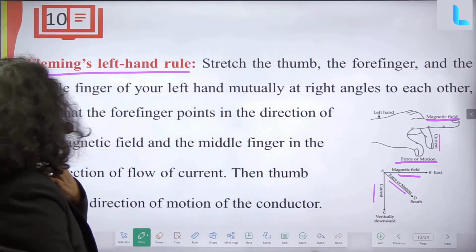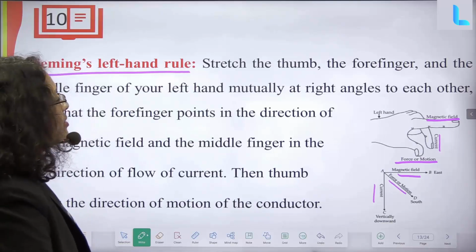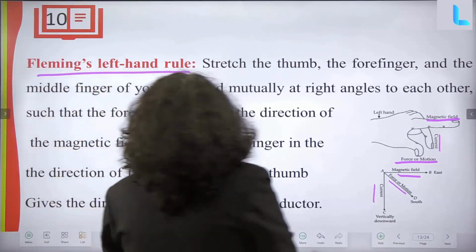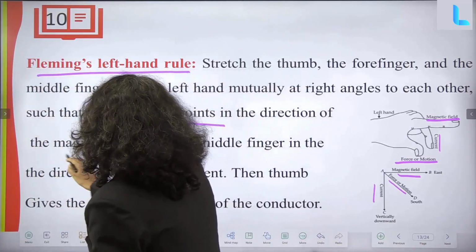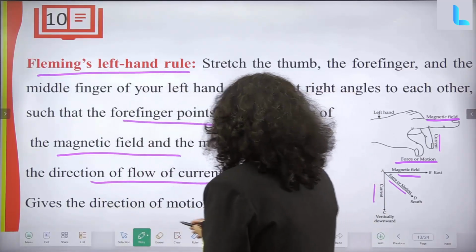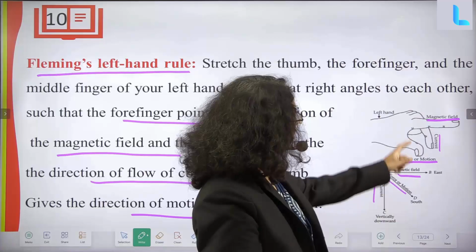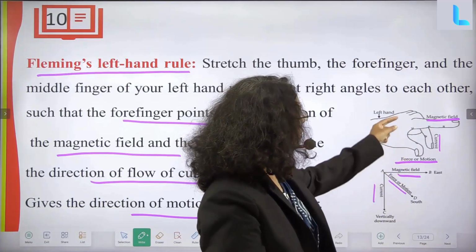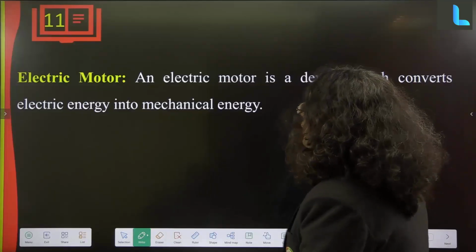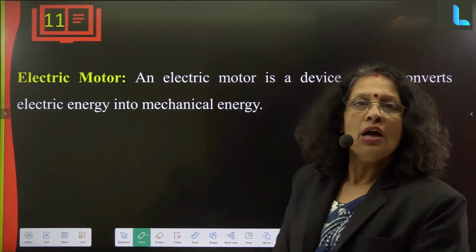Stretch the thumb, forefinger and middle finger of your left hand mutually at right angles to each other such that the forefinger points in the direction of the magnetic field, the middle finger points in the direction of flow of current, and the thumb gives the direction of motion of the conductor. We can see here the motion of the conductor, magnetic field and current are given by the left hand. The pointer finger, the middle finger, and the thumb.